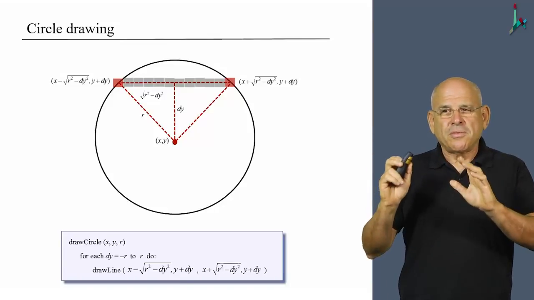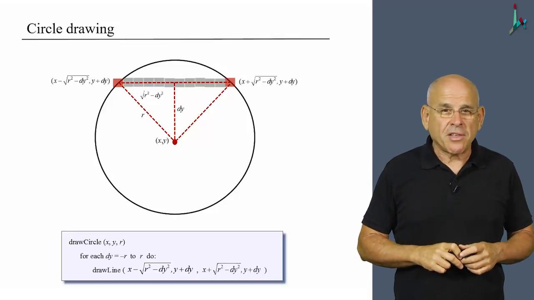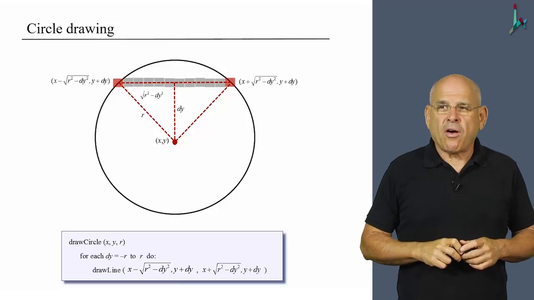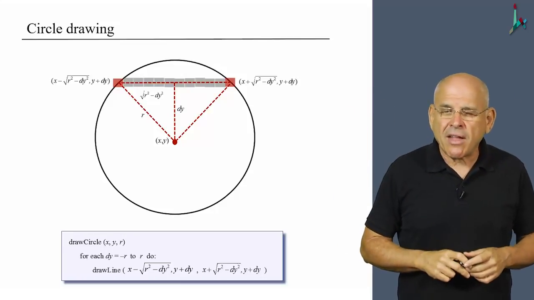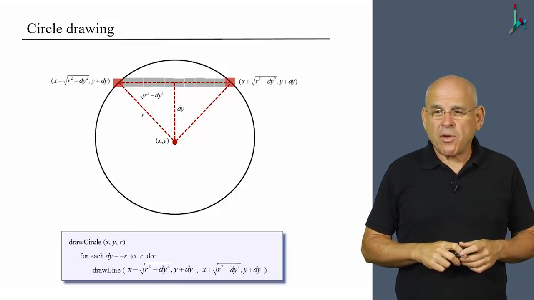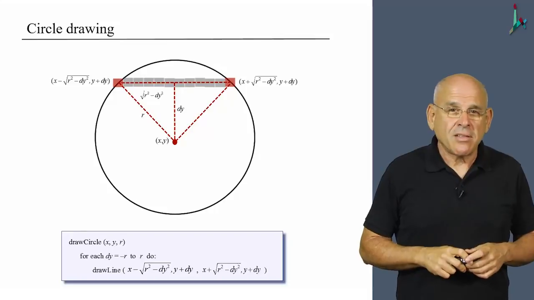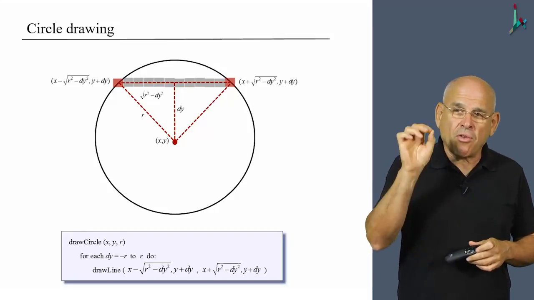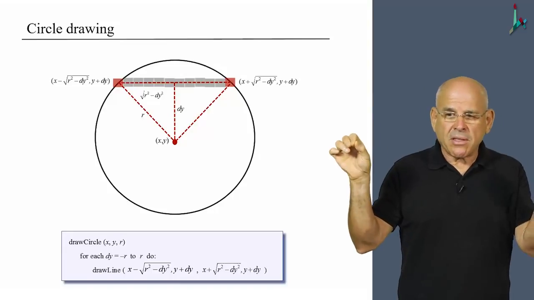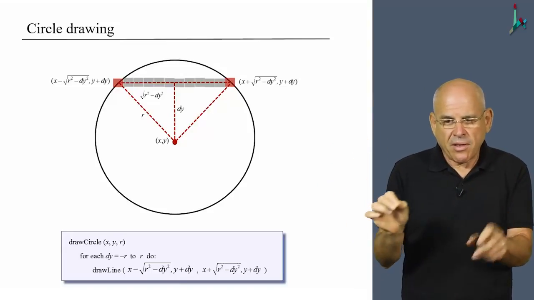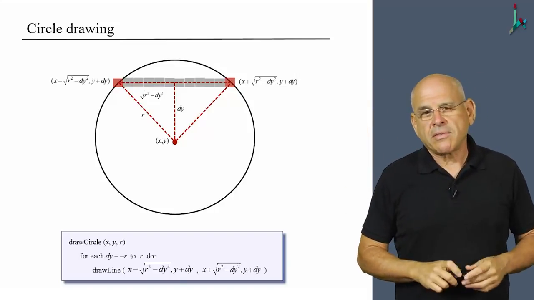All right, so the question was, given that we know how to draw a filled circle, how do we draw just the contour of the circle, or the outline? Well, the answer is, instead of doing a drawLine, you do two drawPixel operations. You draw the left pixel and the right pixel, left, right, left, right, and you've drawn the entire circle.